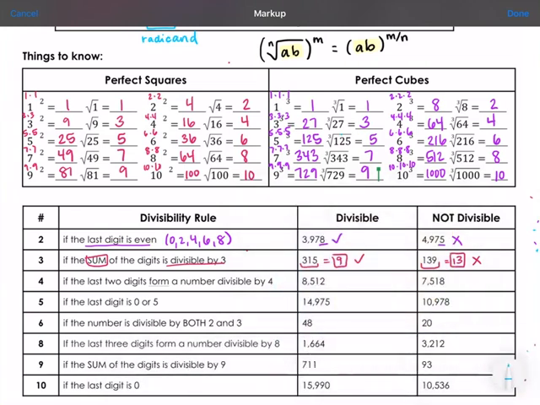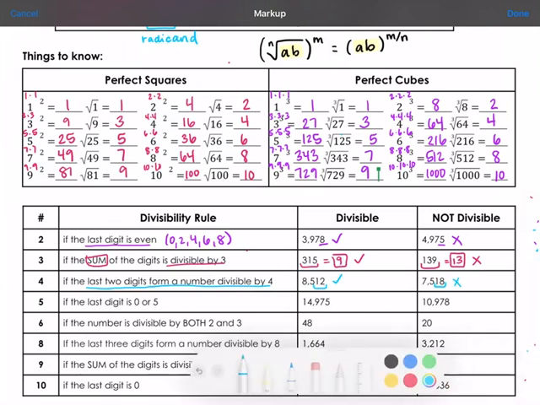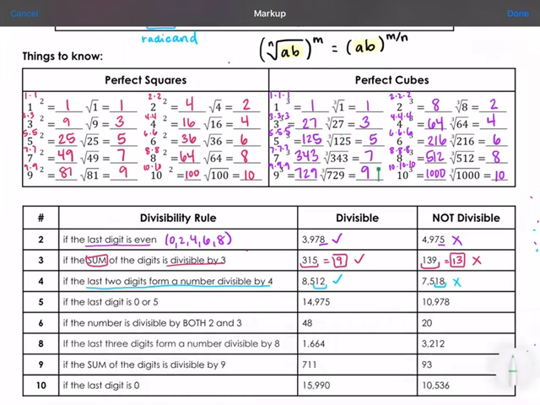The next example is divisibility by 4. If the last 2 digits form a number divisible by 4, that means that it's divisible by 4. If we look at these last 2 digits, 12 is divisible by 4, so that means that this entire number is divisible by 4. And 7,518, 18 is not divisible by 4, so this number is not divisible by 4.